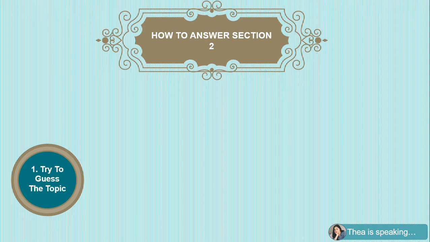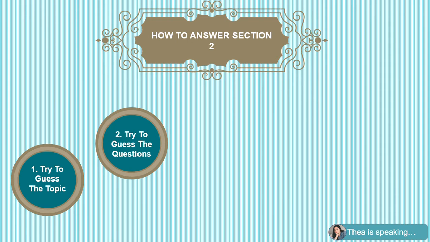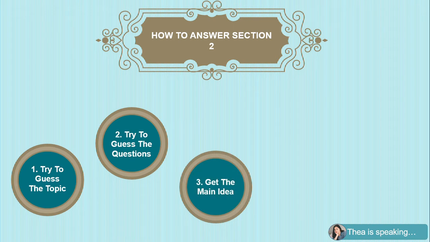Second, try to guess the questions. You can also try to predict the questions. Look again at the group of answers to try to guess what the questions will be. Then you will be ready to listen to the answer. Third, get the main idea from the first sentence or two. Listen carefully to the first or second line of the conversation. It often contains the main idea, and you will often be asked about that.